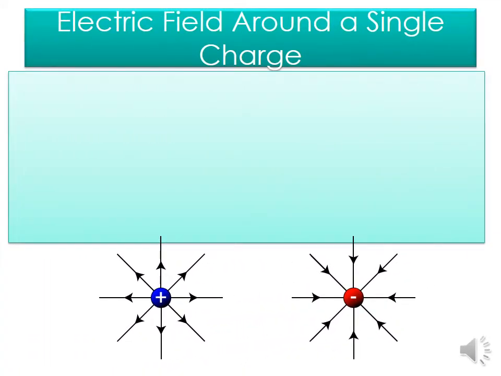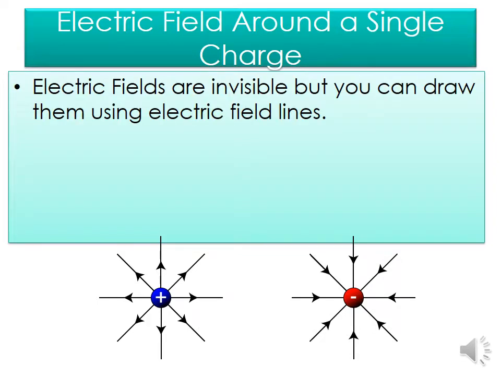Alright, an electric field around a single charge. So again, if something is charged, meaning it has a different number of protons than electrons, it's going to have a charge. Whether it has more protons than electrons, it'll be positive, or if it has more electrons than protons, it'll be negative. But we draw electric fields around them, and they are invisible, but we can draw them using lines.